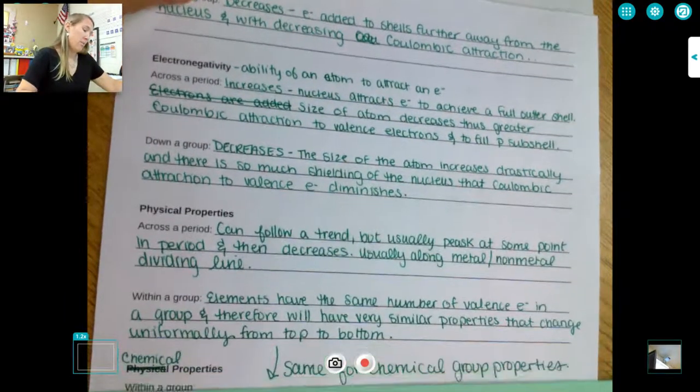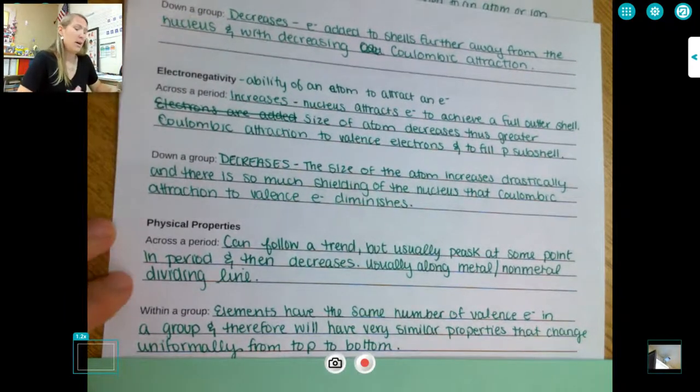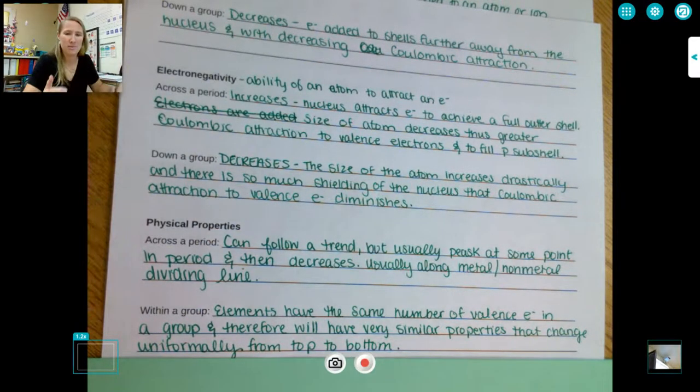Finally, we can talk about properties. Across a period, properties can follow a trend. However, they usually peak at some point in the period and then decrease again. So they usually go kind of like up and then down, depending upon what the trend is, or down and then up. And this is usually because along a period, we switch between metals and nonmetals, and they have different physical properties. So we usually have something that comes up, and all of a sudden we've hit that dividing line, and then it goes back down because metals and nonmetals are opposite.